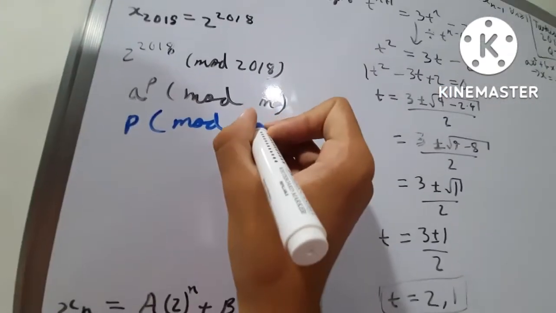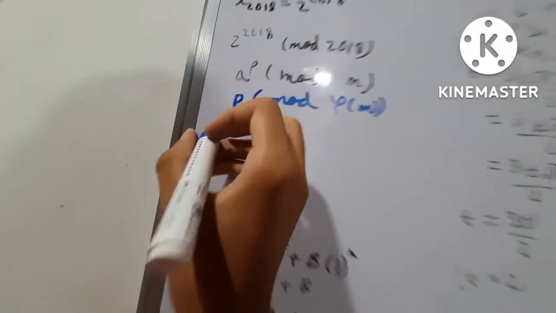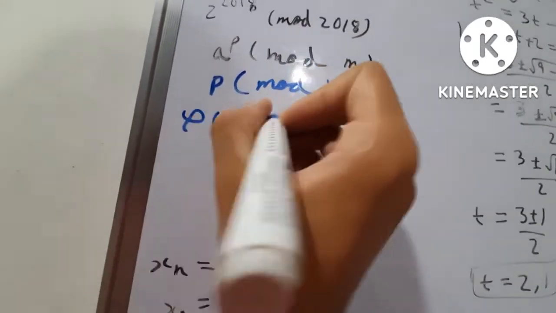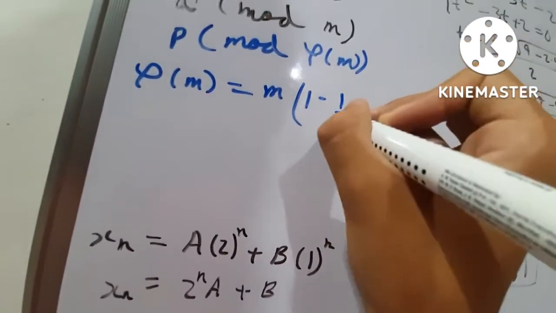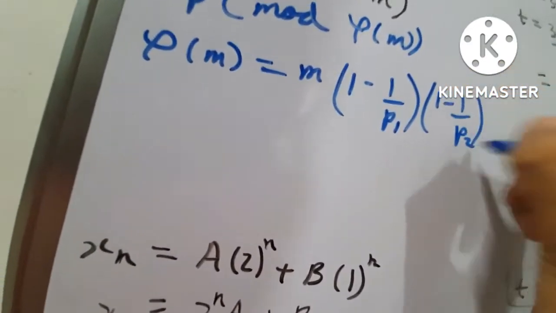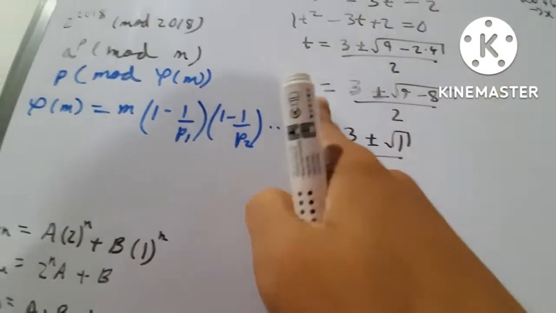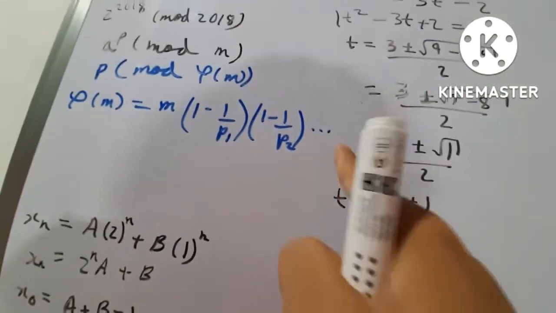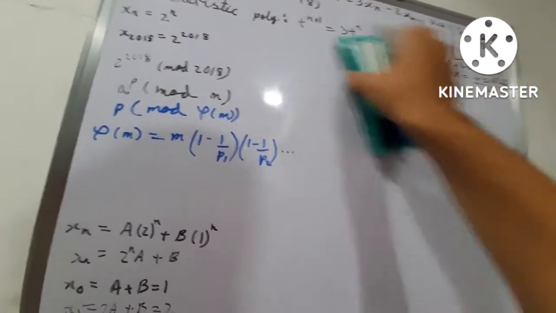So then you have to take p modulo phi of m, and that's the Euler totient function phi. So phi of m is equal to m times (1 minus 1 upon p1) times (1 minus 1 upon p2), and this just goes on to the last prime factor of m. You get the point, right? I think we have the characteristic polynomial and stuff done with, so I'm just gonna erase this because I'm gonna need the space.